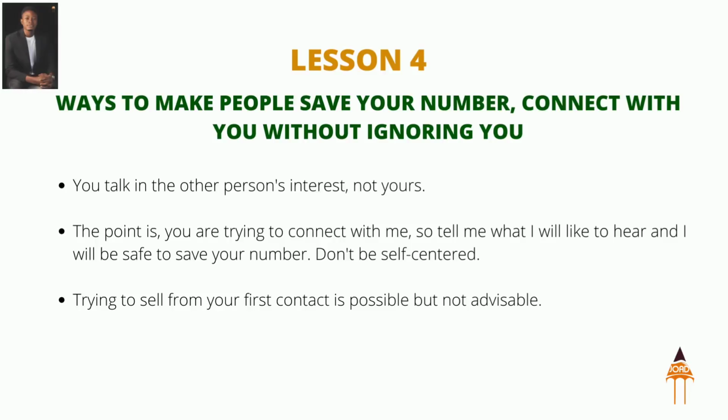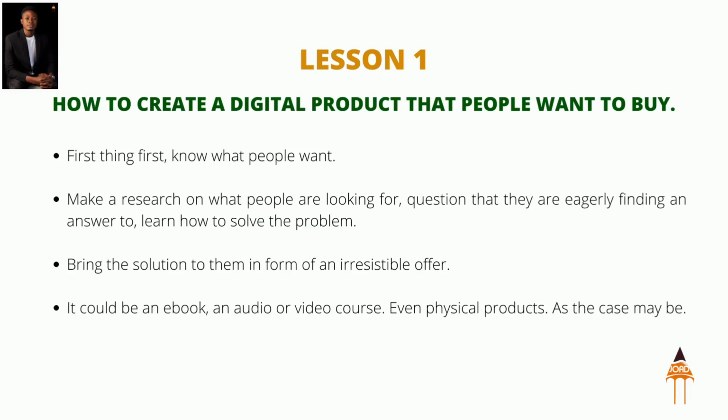So now lesson four. There are ways to make people save your number, connect with you. You talk in the other person's interest. They're the one that wants to buy your products. You're not buying your products yourself. So talk. Let them know that you're interested. You're trying to sell to your contact. Trying to sell from your first contact is possible but not advisable.